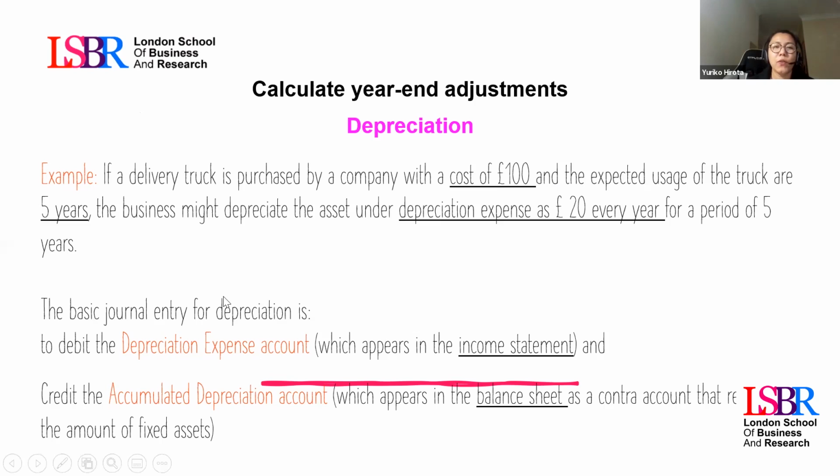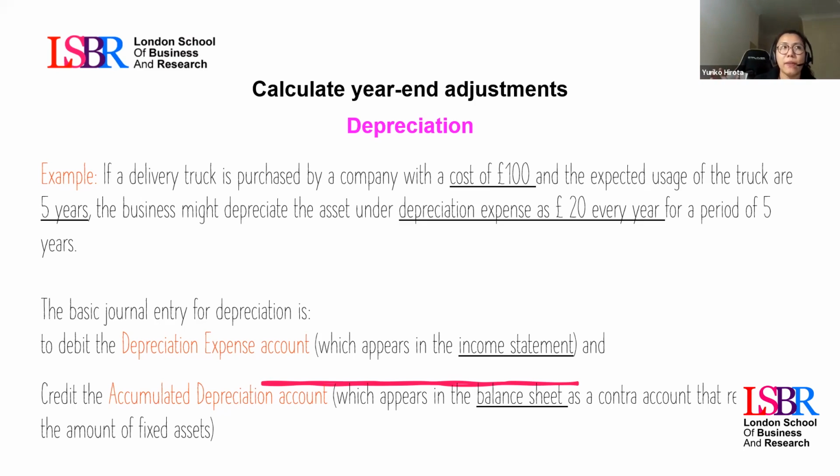Imagine we decided to sell the truck at the end of these 5 years. According to the financial statements, at the end of the fifth year, the cost of the truck would be zero, and probably we can sell that truck for 30 pounds. Because the book value of the truck after the 5 years is zero, that 30 pounds will be revenue for the company.